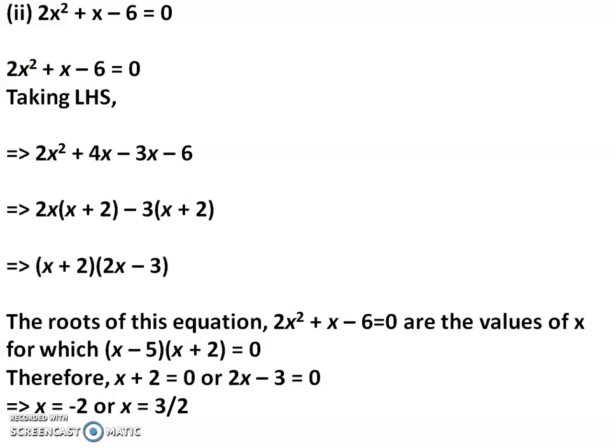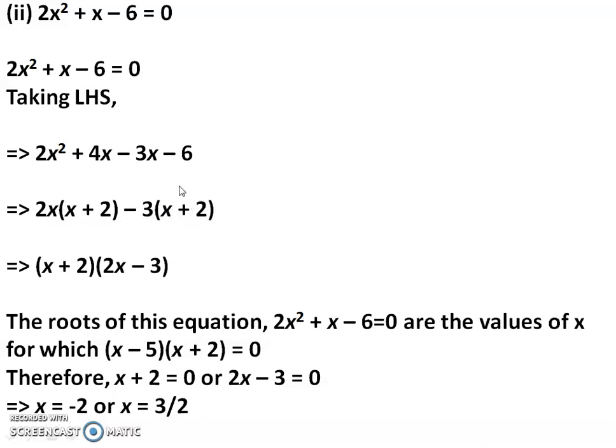Which are the two numbers? That is positive 4x and negative 3x. You know, 4 into negative 3 is negative 12, and 4 plus negative 3 is positive 1. Now taking out the common terms, you will get 2x into x plus 2, minus 3 into x plus 2.